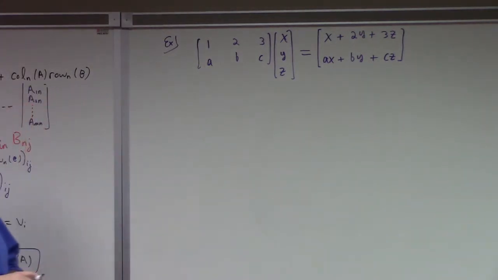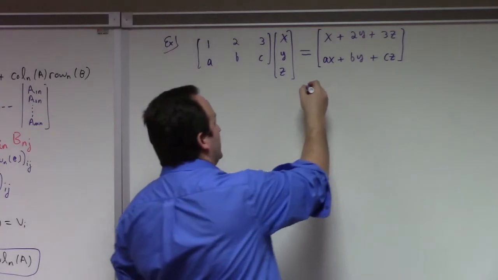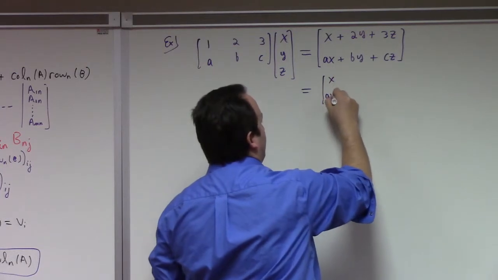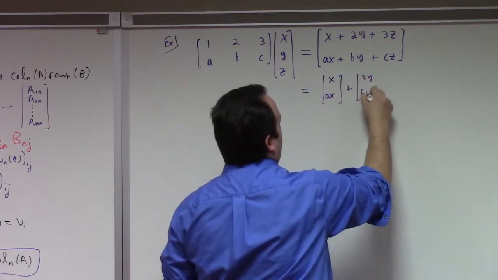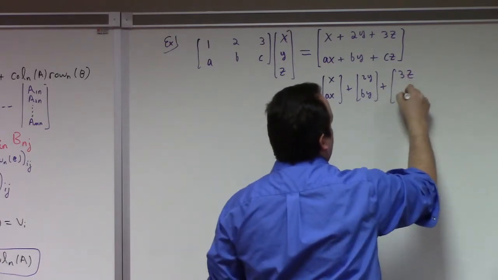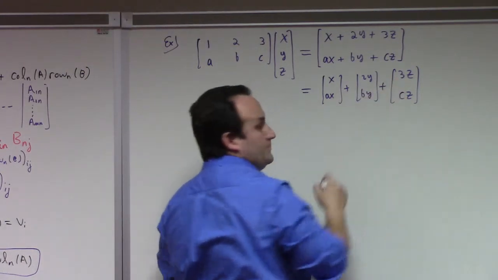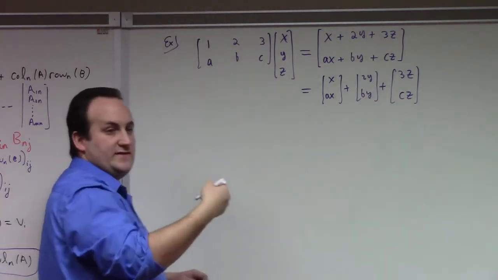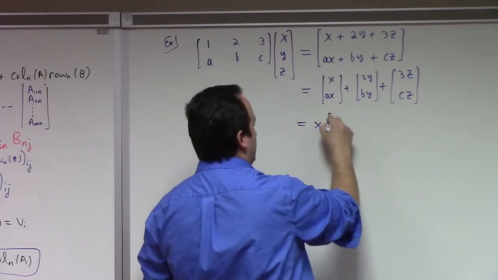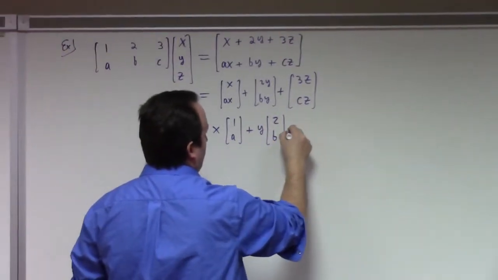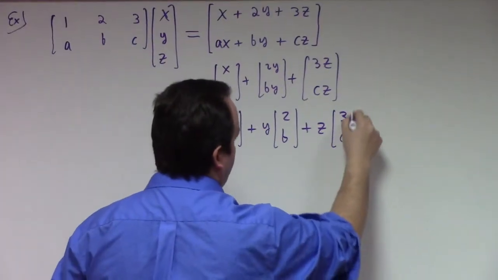And that has served us well so far. But there's another way of looking at this, as is revealed by this so-called outer product identity, the corollary specifically. Here's an example of it in action. I'll include an extra step here: x times 1, a, plus y times 2, b, plus z times 3, c. You could write this as a sum of these three vectors, and then factor out the x, the y, and the z. So I've got x times (1, a) plus y times (2, b) plus z times (3, c).